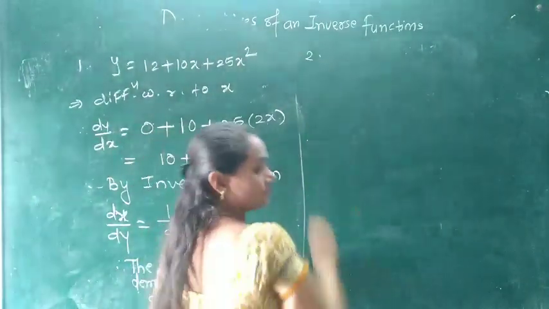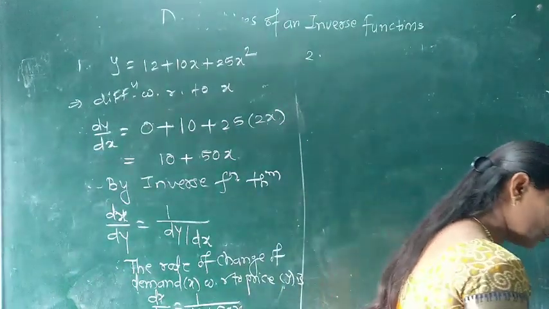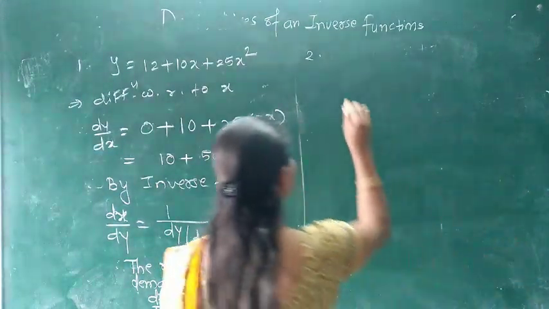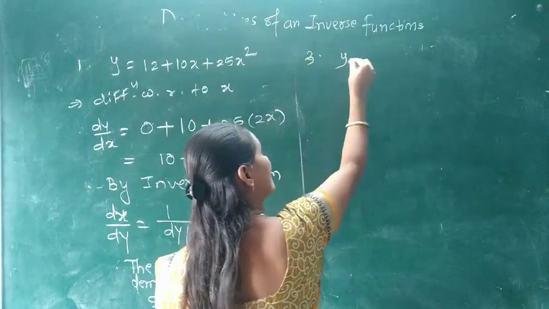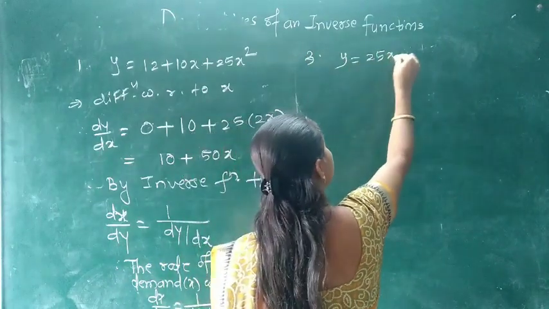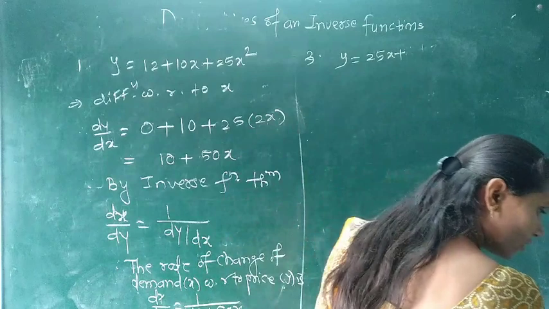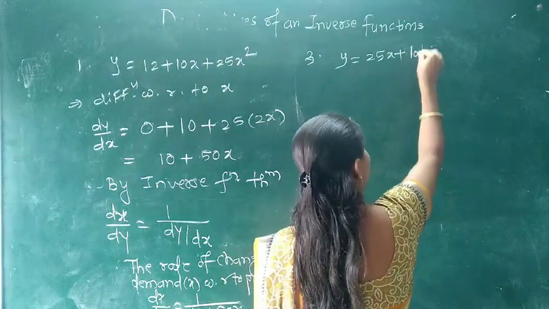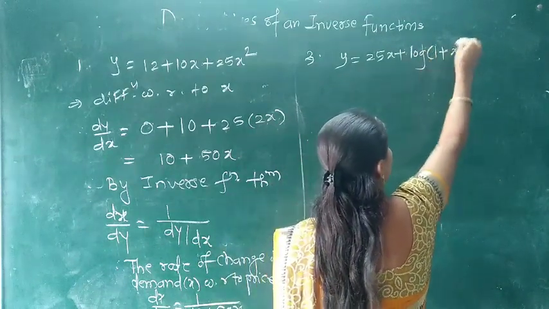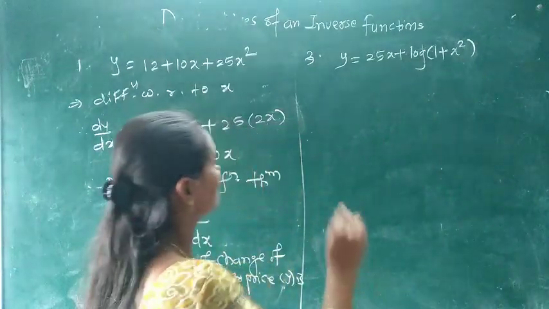Second one, y is equal to 25x. Third one we will take: 25x plus log of 1 plus x square. The second one you will try.